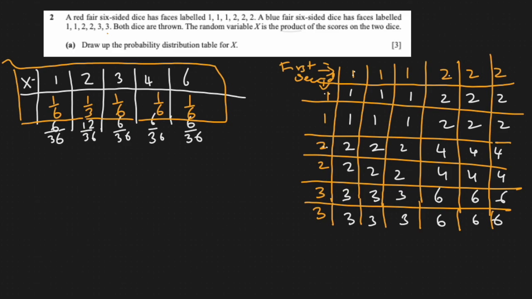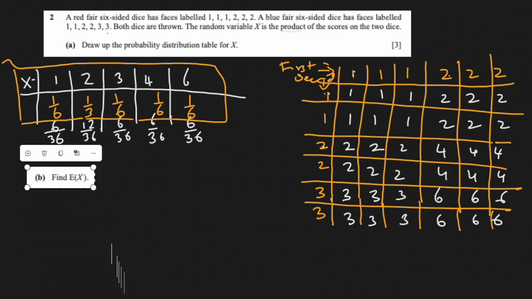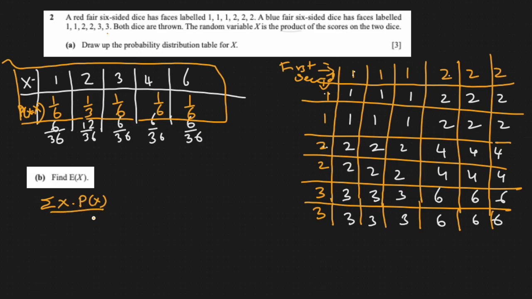Next part says find the expected value of X. To find the expected value of X, we need to use this formula: sigma of every x multiplied with its probability, the probability that X is equal to capital X. That's it. We need to just multiply and add them.